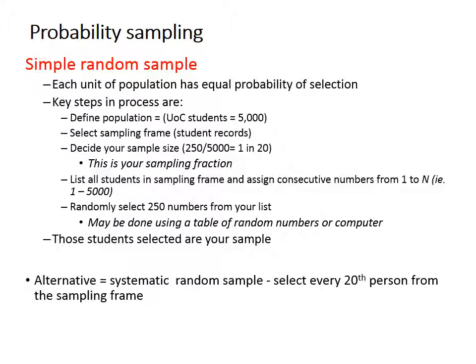It might be, within this particular example, we just go around and select every 20th person. That would also give us our 250 participants. Possibly a slightly longer way of doing it though.